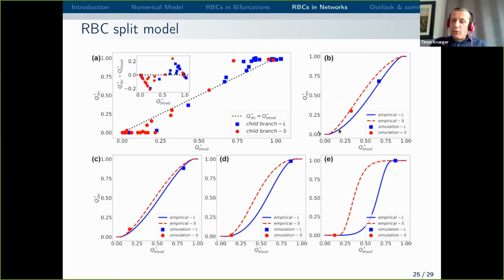Naively, you would have just a straight line between 0, 0 and 1, 1. And the key take-home message for everyone here is, this is not the case. You need to consider that in most cases, red blood cells are either depleted in a given branch or they are enriched. And in a network, this can have profound consequences because you have a hierarchy of bifurcations.